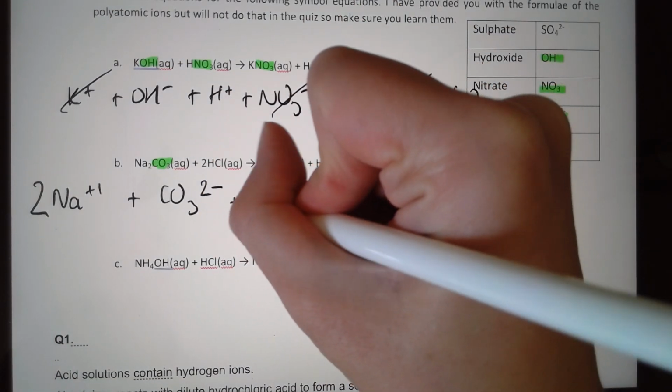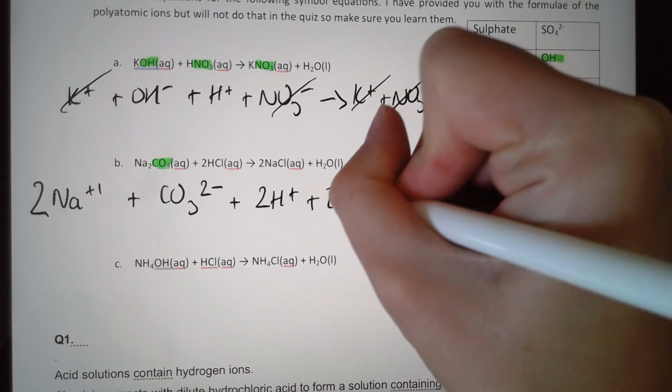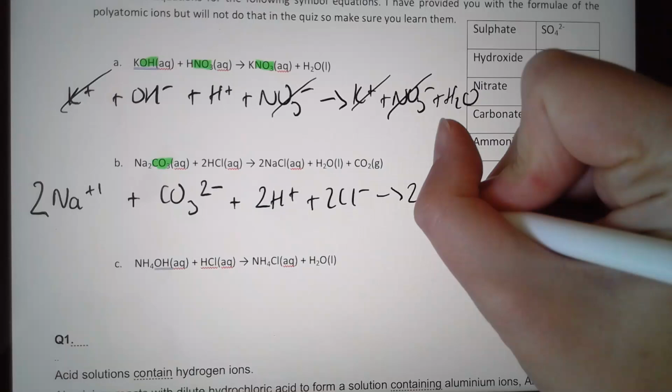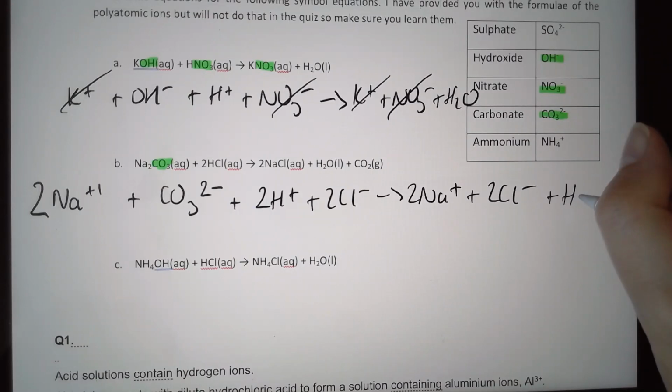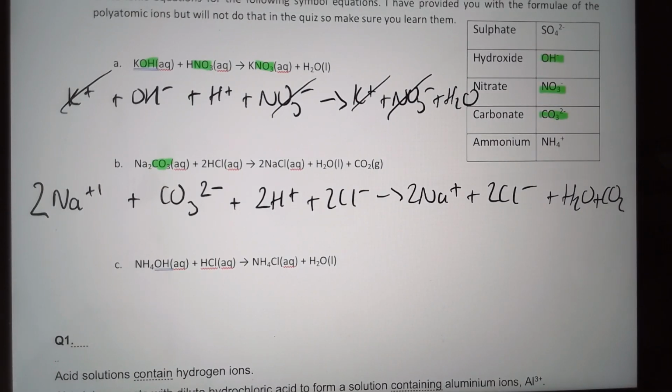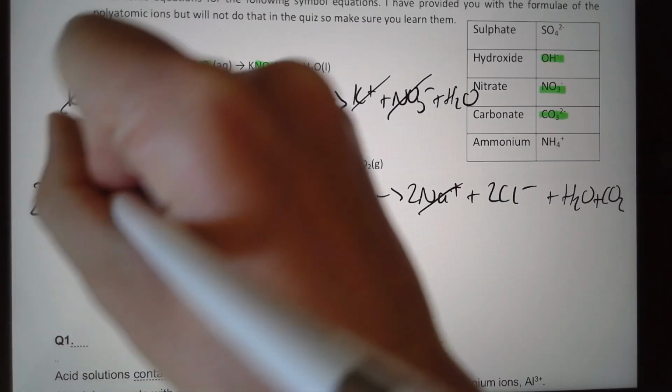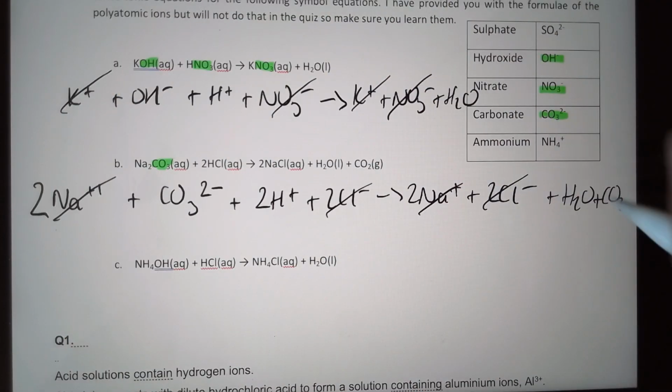The 2HCl gives me 2H plus and 2Cl minus. It's an acid, so it splits. 2NaCl, 2Na plus, 2Cl minus. H2O, covalent, doesn't split. CO2, covalent, doesn't split. Na's cancel. Cl's cancel. What I'm left with is my ionic equation.